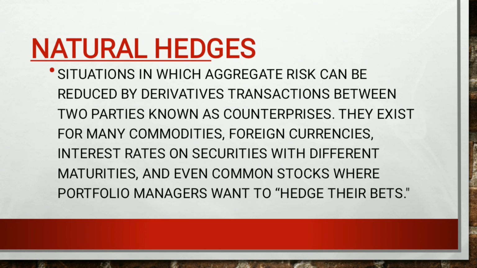Hedging can also be done in situations where no natural hedge exists. In these situations, one party wants to reduce some type of risk and another party agrees to sell a contract that protects the first party from that specific event or situation. An example of this is insurance.